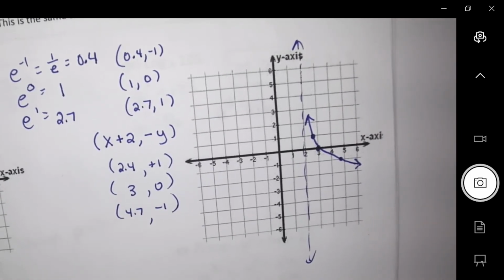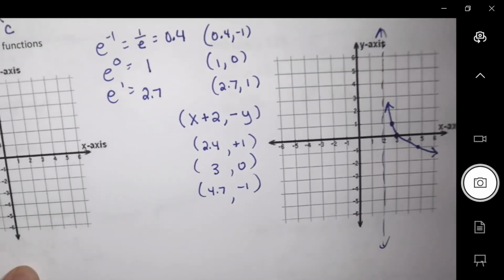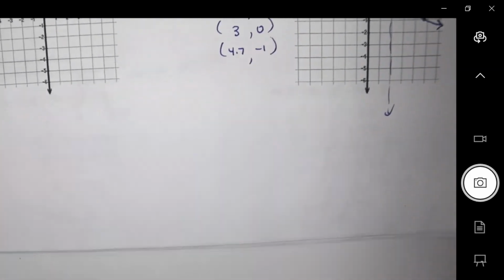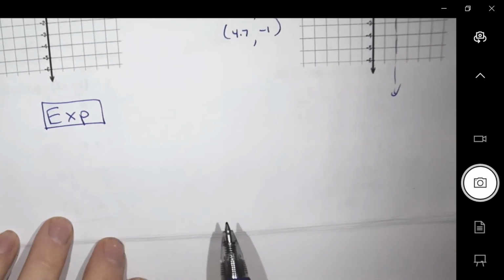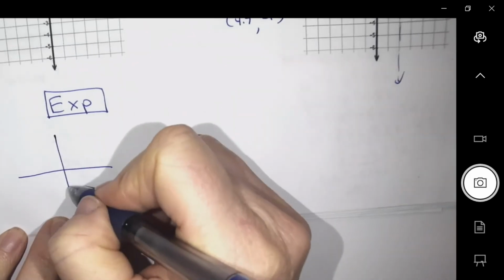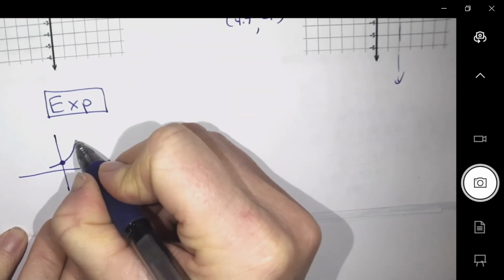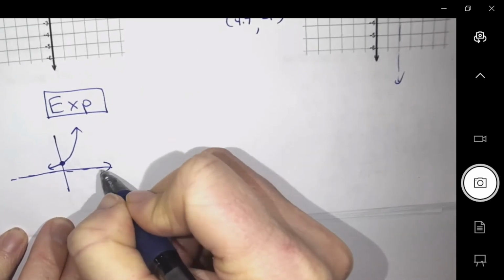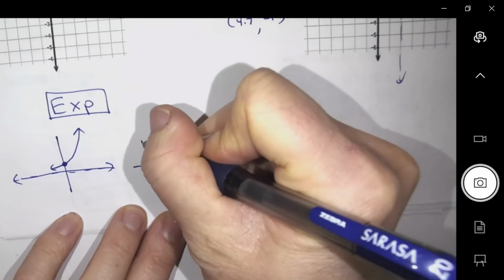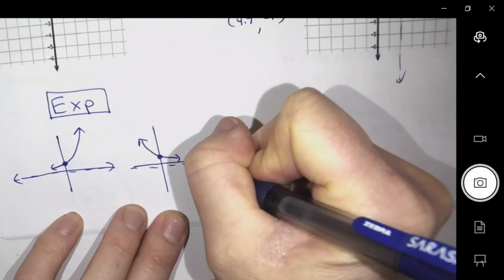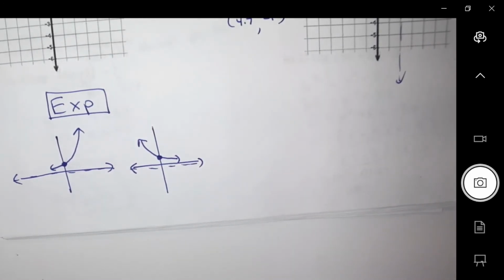I want to just quickly give you a snapshot recap of what you now know about graphs. Exponential graphs can look like two things. You could either have an exponential graph that grows, or you can have an exponential graph that decreases. That's what you learned last week, Thursday.